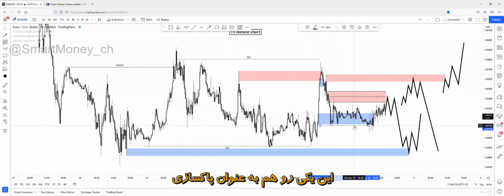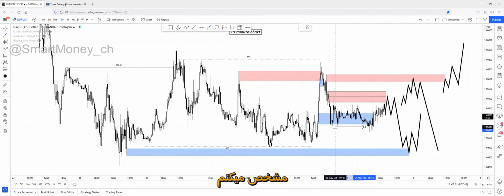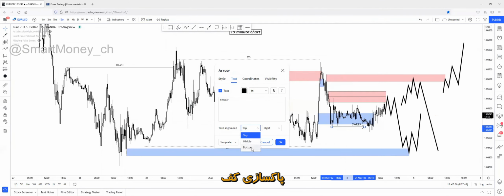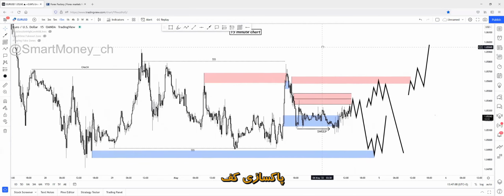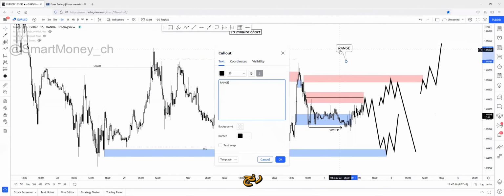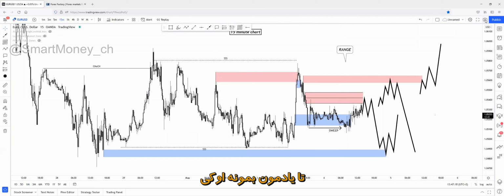I will just mark it as a sweep also right here. Sweep on the bottom. And range. So it will be a reminder. Okay. Let me just send it to the Discord channel. Just a minute, guys. Okay.